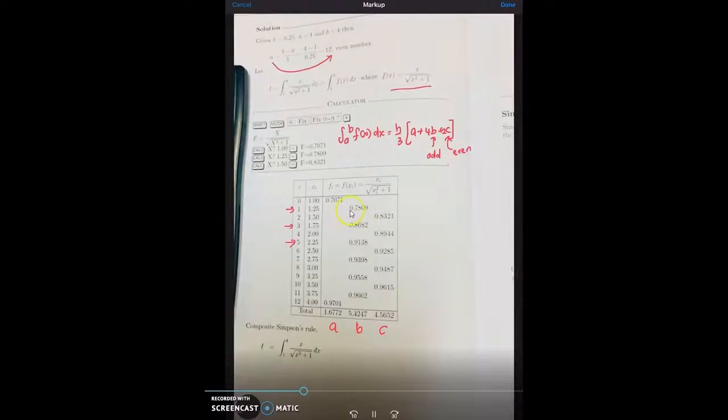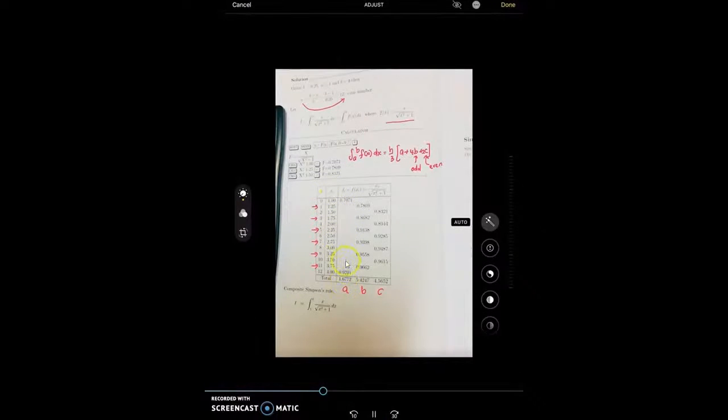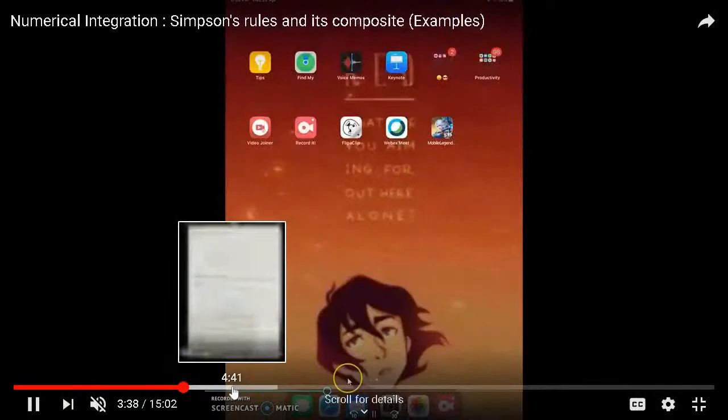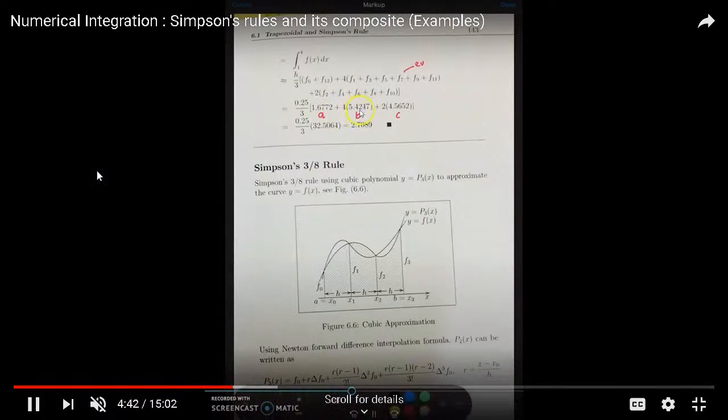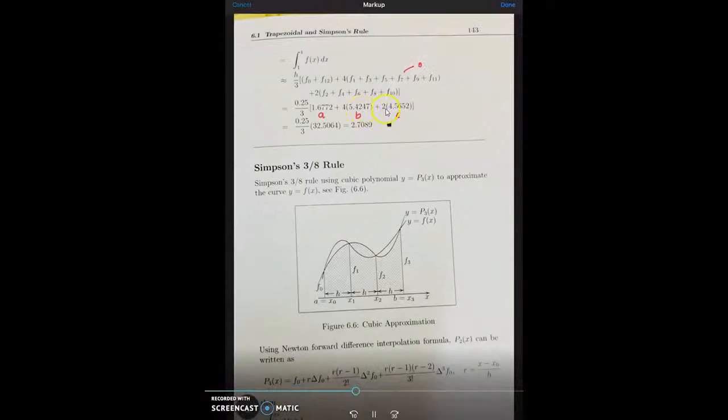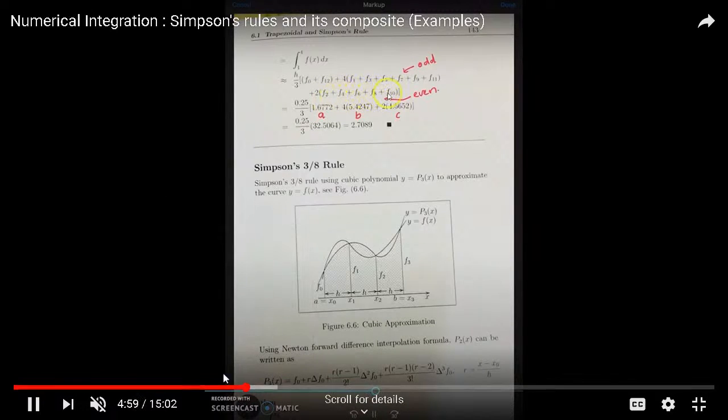Use your calculator to find the values. No need to do it manually. However, to do the summation of odd and the summation of even, you need to do it manually. To find Fi, you need to press your calculator. So now you can get the answer, by inserting the values in the columns. The area between 1 and 4 of x divided by x squared plus 1 is 2.7089. So you need to develop how many columns? 5 columns.